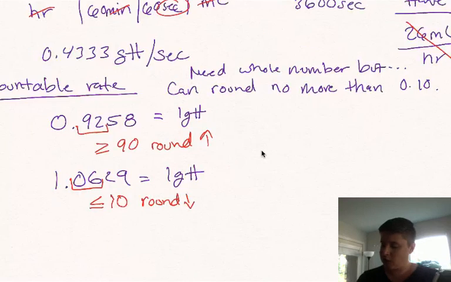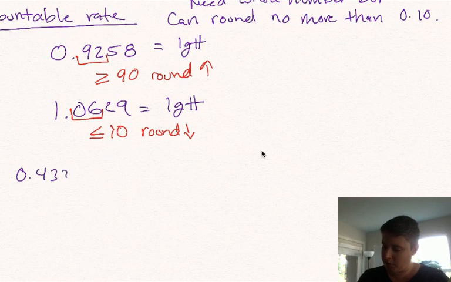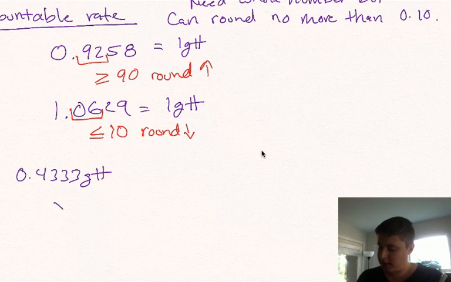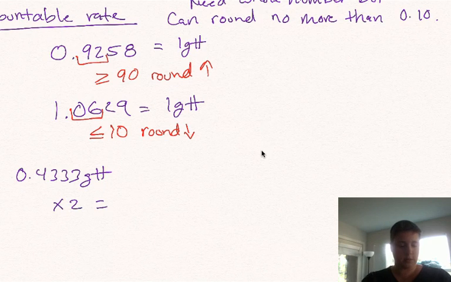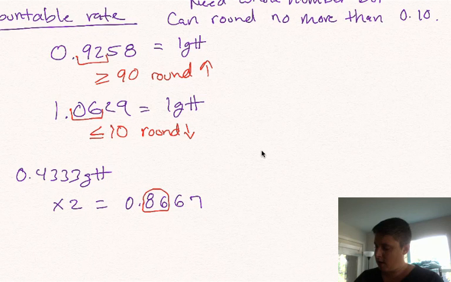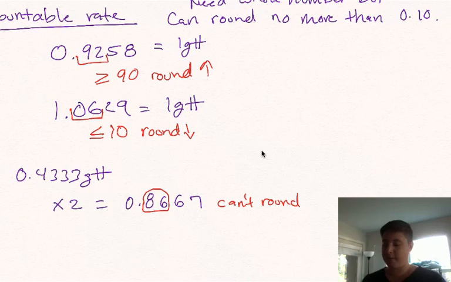So my number is 0.4333 drops. The whole thing is drops per second, but I'm going to multiply by my seconds. So let's do times 2, and let's see what we get. Oh, no, my thing turned off. So if I do it times 2, I get 0.8667. My 6's repeating, right? So I'm going to look here. Okay. This does not make the rule, right? So I can't round yet. So I'm not done. Because this is not greater than or equal to 90, and it is not less than or equal to 10.